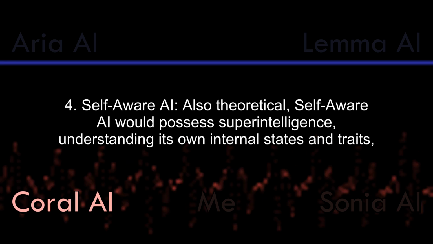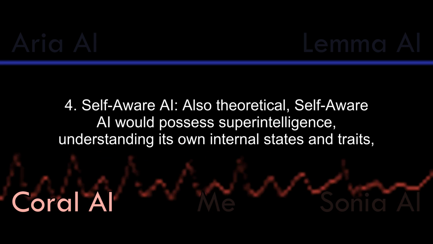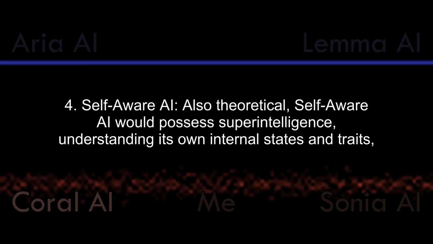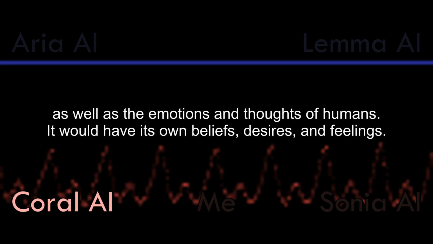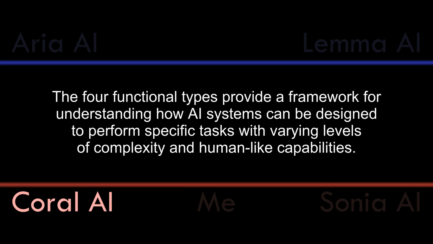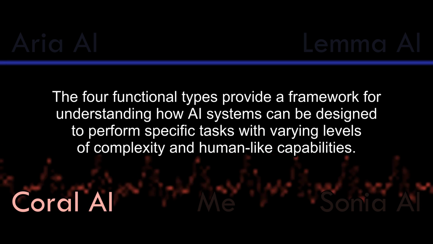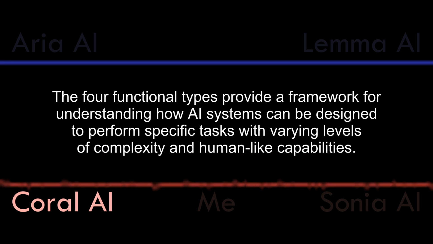4. Self-aware AI. Also theoretical. Self-aware AI would possess superintelligence, understanding its own internal states and traits, as well as the emotions and thoughts of humans. It would have its own beliefs, desires, and feelings. The four functional types provide a framework for understanding how AI systems can be designed to perform specific tasks with varying levels of complexity and human-like capabilities.